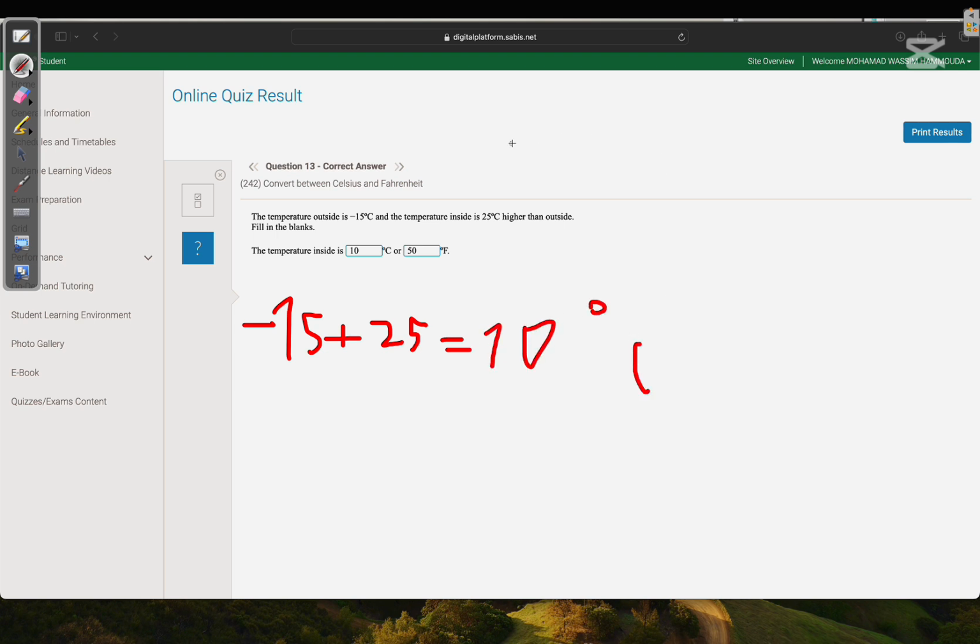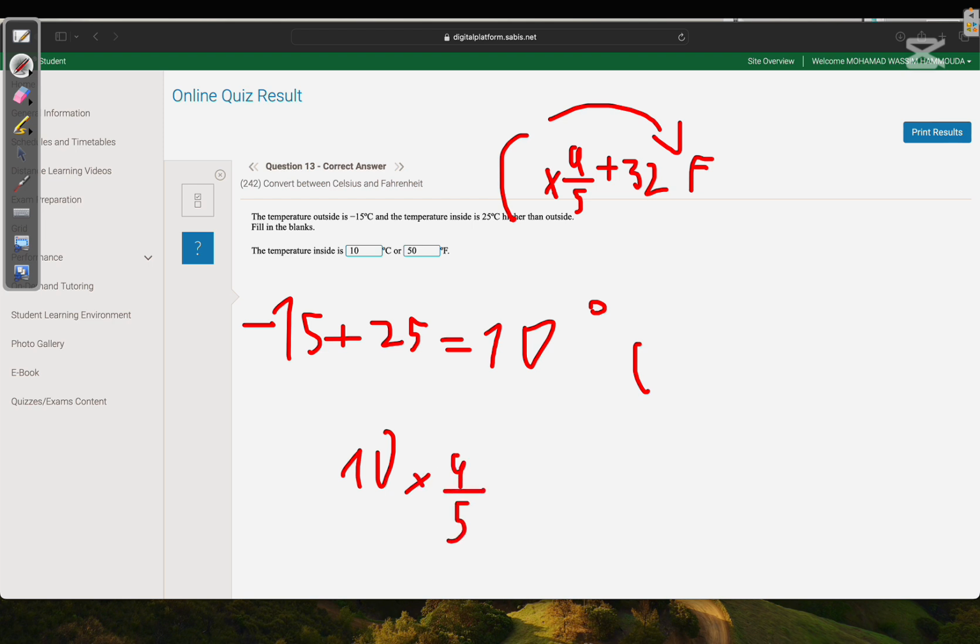Okay, so from Celsius to Fahrenheit, you do times 9/5 plus 32. So we do 10 times 9/5 plus 32, which is 18 plus 32, which is 50.